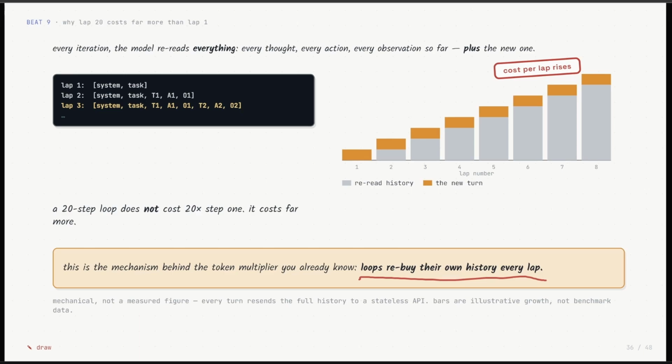As the remark here says, mechanical, not measured figure. Every turn we send the full history to a stateless API. Bars are illustrative growth, not benchmark data. So it's not really measurements. These are just a representation.